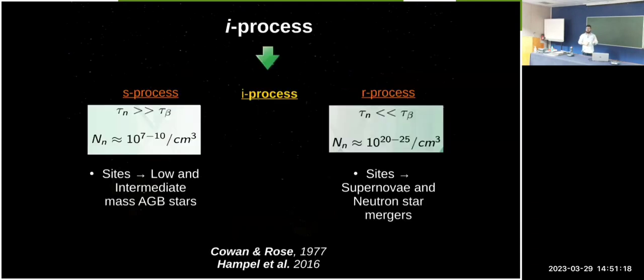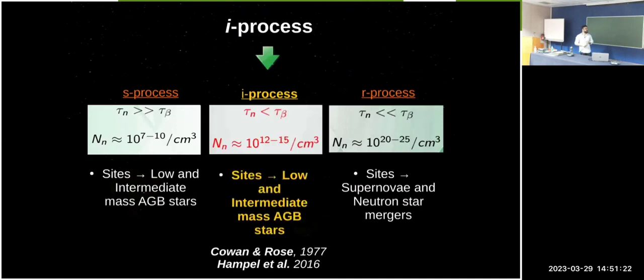So the I process is intermediate in the sense that the required neutron density is intermediate to that of the S process and R process. In the S process, the required neutron density is 10 to the power 7 to 10 neutrons per centimeter cube. In the R process, it is 10 to the power 20 to 25 neutrons per centimeter cube. But in the I process, the required neutron density is 10 to the power 12 to 15 neutrons per centimeter cube. That means in between the S and R region.